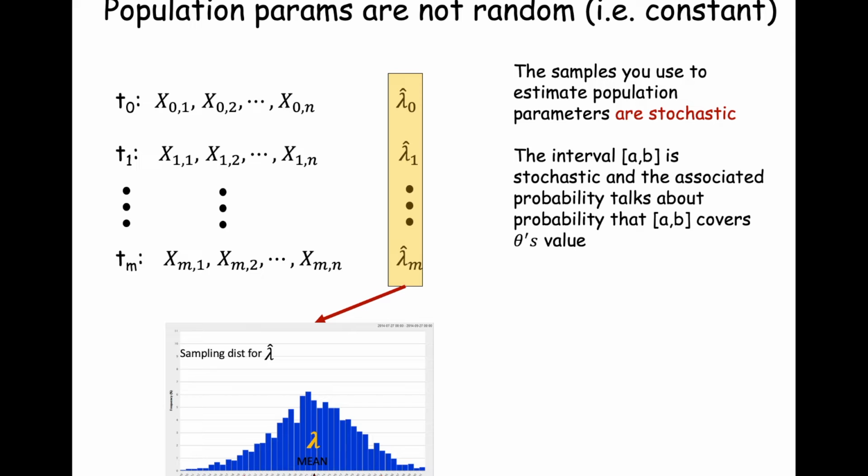It's a constant, but you don't know what it is. And so because this interval AB is stochastic, the associated probability when it comes to confidence intervals is this idea that this interval AB covers or includes theta's ground truth, non-random or constant value.